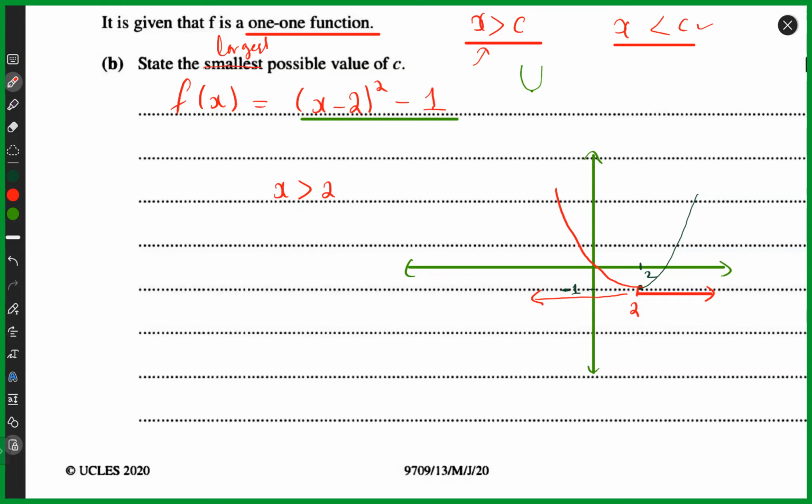So the first part of the question was easy. You were just supposed to convert one form to the other one. We were easily able to do that. That part is done. The next part of the question was that it is given that f is a one-to-one function. So forget about everything. If you're not able to understand the idea behind one-to-one, just think about that horizontal line test.